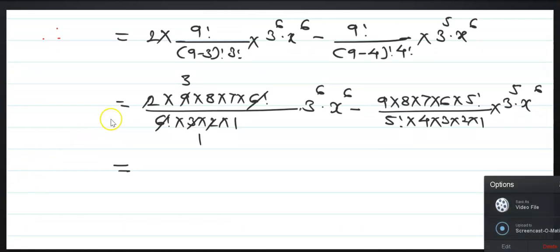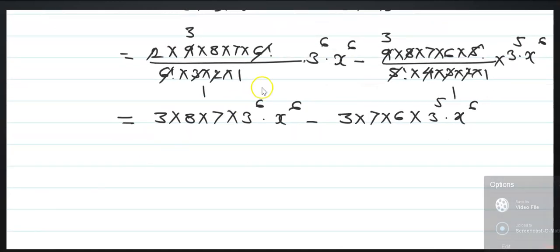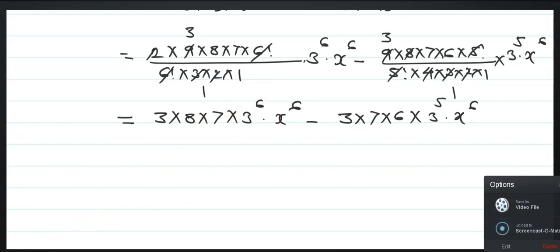Now simplify this. That is 2 into 9 into 8 into 7 into 6 factorial upon 6 factorial into 3 into 2 into 1, 3 raised to 6 into x raised to 6. Now, we extend up to the 5 factorial. These 5 factorials get cancelled. 4 factorial means what? 4 into 3 into 2 into 1. Normal simplification is here. Now see this is the simplification.